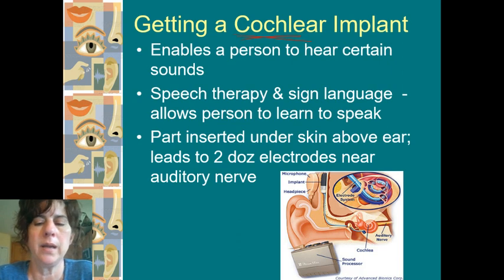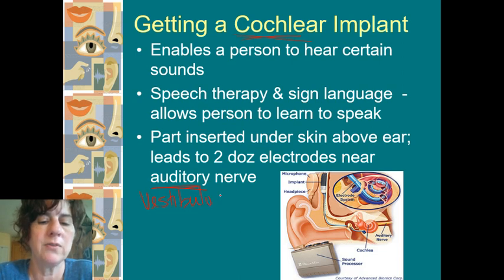But a cochlear implant can sort of bypass the cochlea. So it picks up the sound and then transmits an electrical impulse. Remember, everything's just electrical impulse. So once it picks up the sound, it just transmits that electrical impulse directly to the auditory nerve, which is part of that vestibulocochlear nerve.